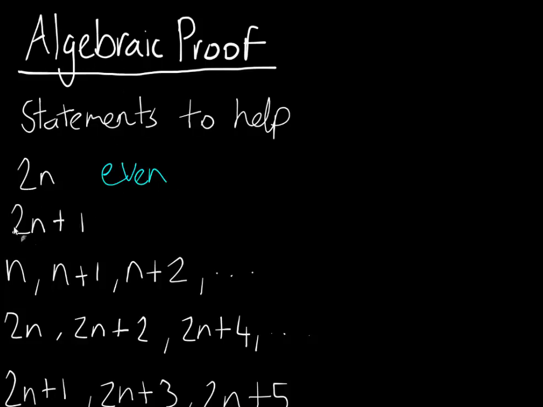If you continue that to 2n plus 1, well, if 2n is even, then if you add 1 to it, that must be an odd number. So if a question ever says an even number, you can use 2n. If it ever says an odd number, you can use 2n plus 1. They'll always end up being even or odd, which is quite useful.